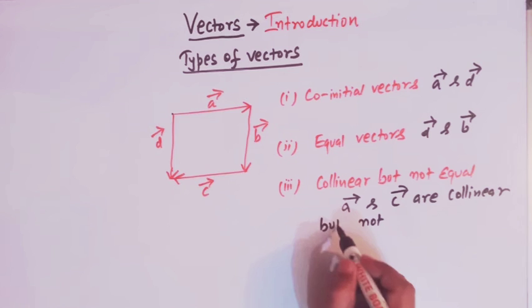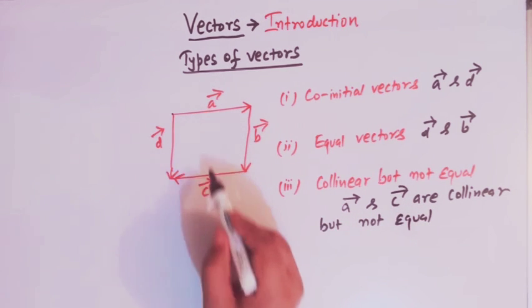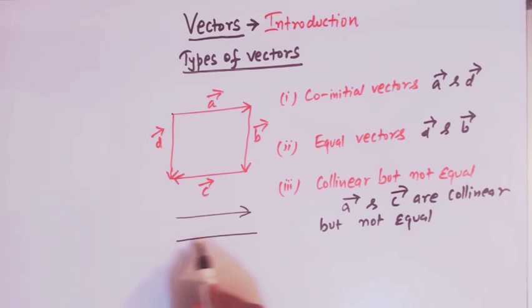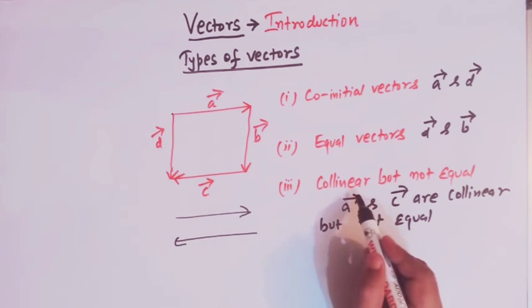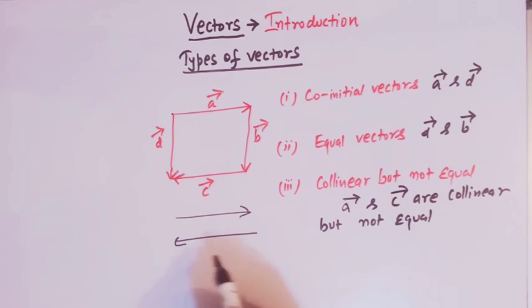Collinear but not equal. Why? Because they have the opposite direction. Vector A is in this direction and vector C is in this direction. So they are collinear because they are parallel, right? But they are not equal.